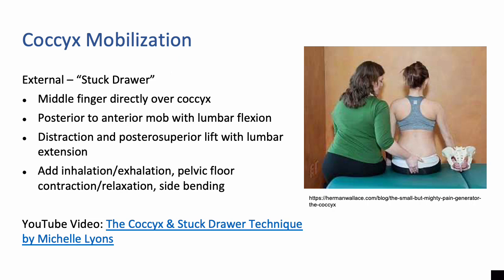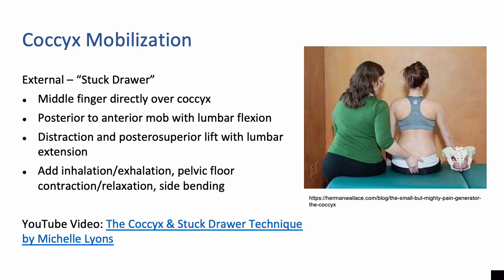You're going to do posterior to anterior mobs, and so that's going to happen when the person slumps. Okay, and you're going to follow the coccyx with that middle finger, and then when they sit up, you're going to distract on the skin and pull posterior superiorly as they extend their lumbar spine. And then we can add breathing to that. When they slump, they're exhaling, your fingers following their coccyx forward, and when they come back into lumbar extension, they're inhaling, and you're pulling posterior to anterior on that coccyx.